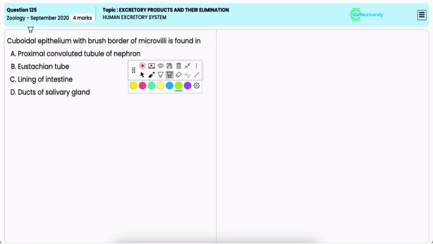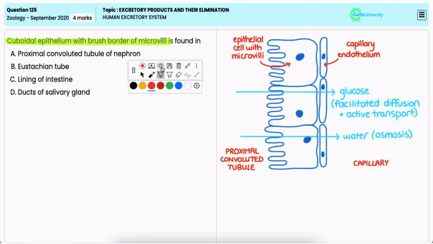In this question, you have to identify where we can find the cuboidal epithelium with brush border of microvilli. Option A, proximal convoluted tubule of nephron.